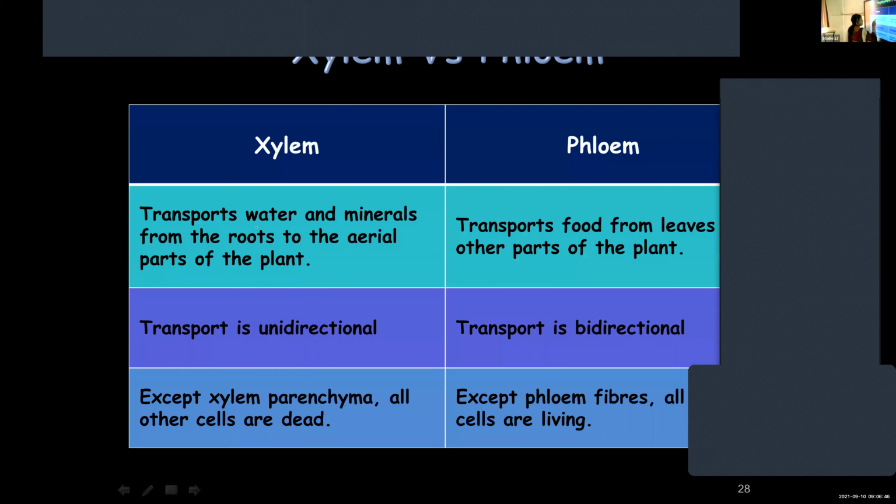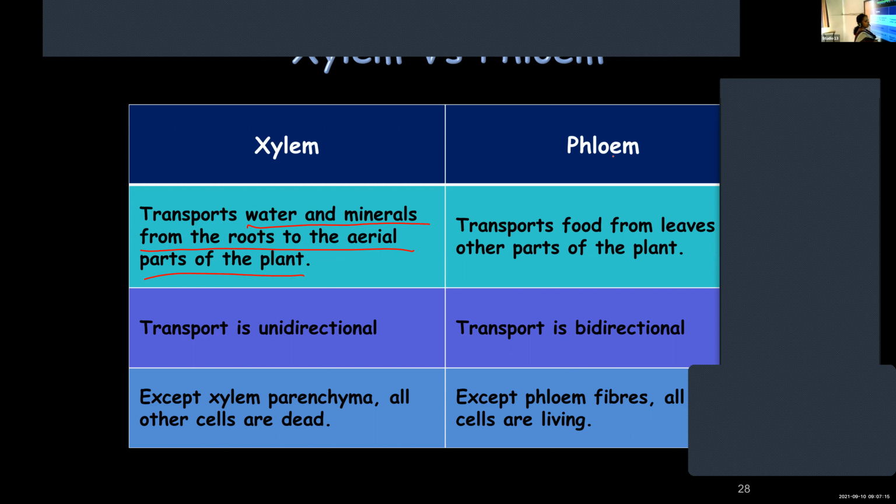Xylem transports water and minerals. Water and minerals are absorbed by the roots. So from the roots to the other parts. Aerial parts means the parts above the soil. So from the roots, water and minerals will be transported to different parts by means of xylem. Whereas phloem, see phloem, O is there, and for food also O.